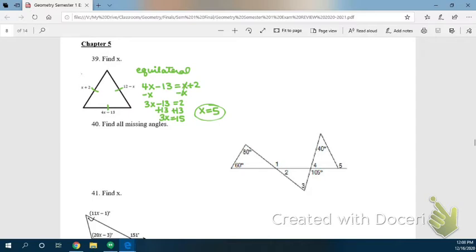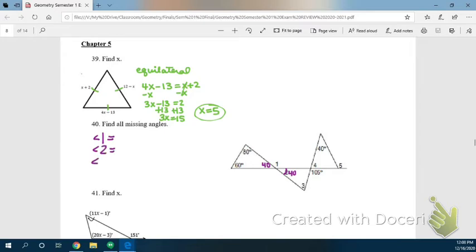For number 40, it asks us to find all the missing angles. I first looked at this big triangle and I solved to get the missing angle by taking 180 minus 80 minus 60, and I got 40. With that, I know that angle 2 is vertical angles with that, so angle 2 is 40, and they're asking us to find all the missing angles, starting with angle 1.